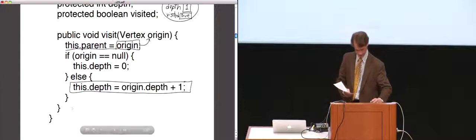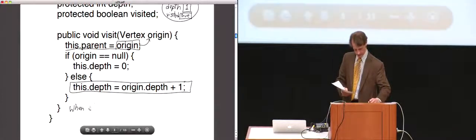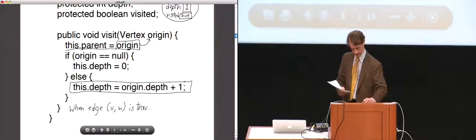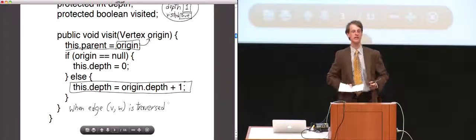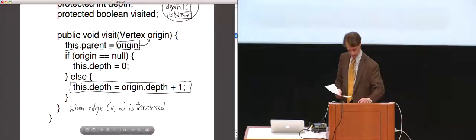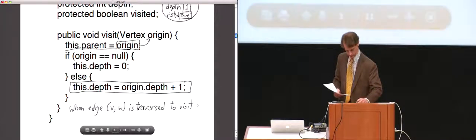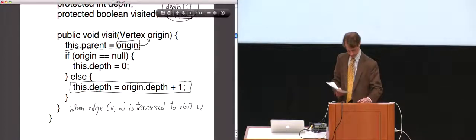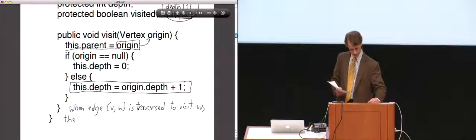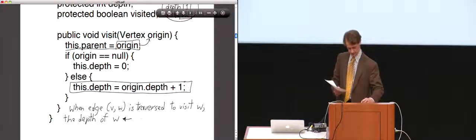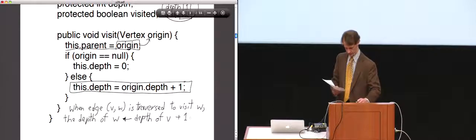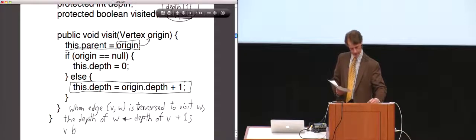So again, to put that in English, when we traverse an edge, VW, and we discover that W has not been visited, so we visit W. Then the depth of vertex W is set to be equal to the depth of vertex V plus 1. And V becomes the parent of W.